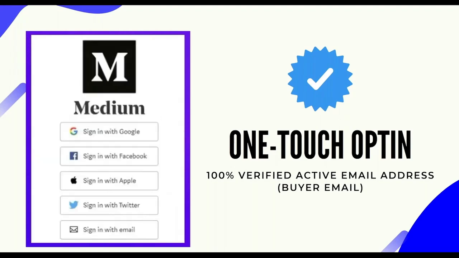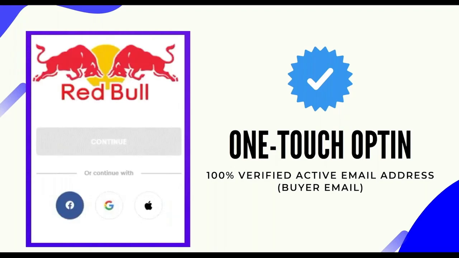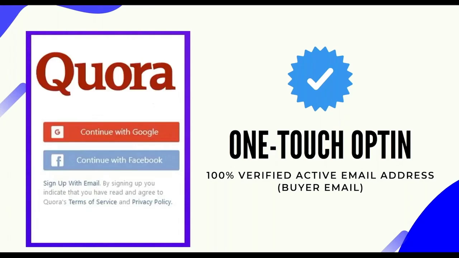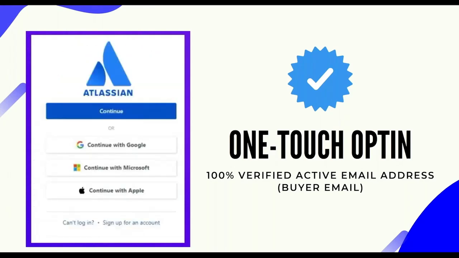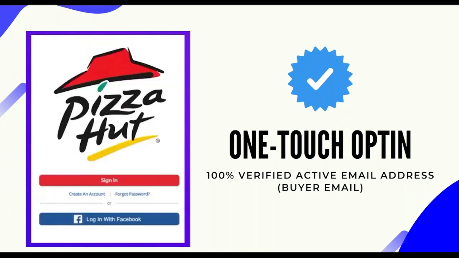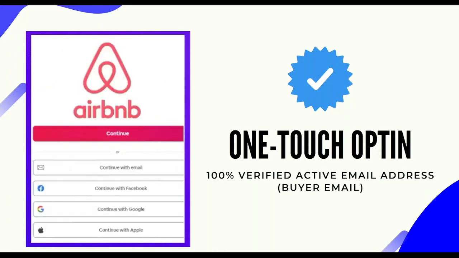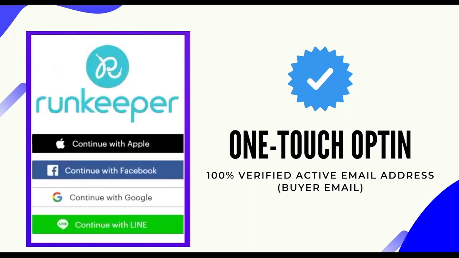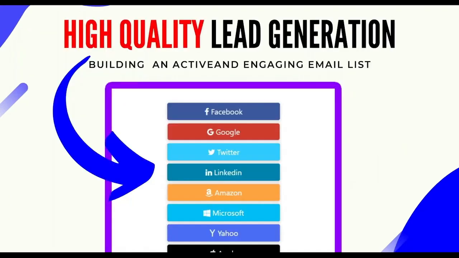If you use an email address that you buy stuff with on Amazon, and that's the same email address I allow you to opt in with on my page, then I'm getting a 100% verified, most likely active, email. Guys, is this making sense? Let me know in the chat box, because this is high quality lead generation.